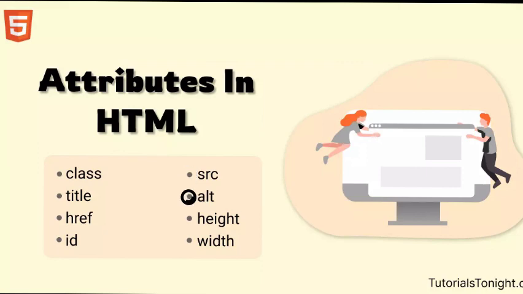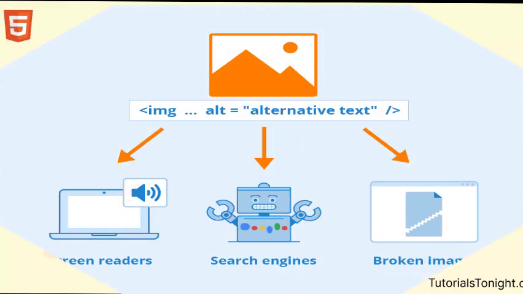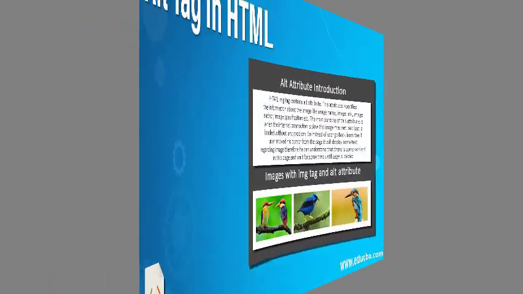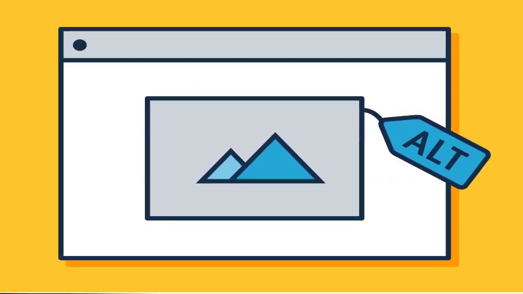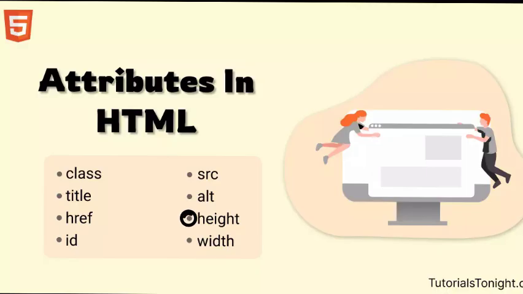The alt attribute provides alternative information for an image if a user for some reason cannot view it because of a slow connection, an error in the src attribute, or if the user uses a screen reader. And the height attribute is used to specify the height of the element, same as the width attribute is used to specify the width of the element.